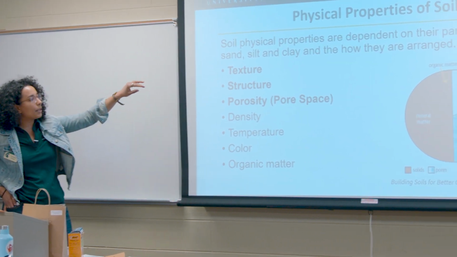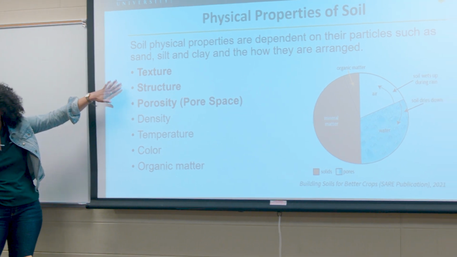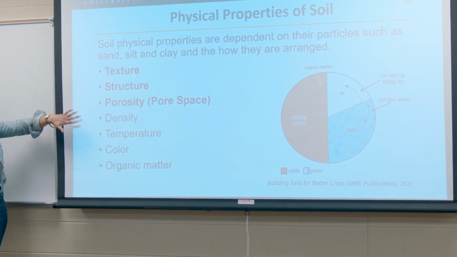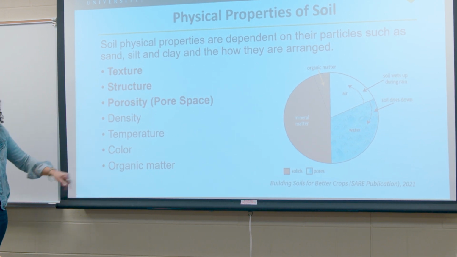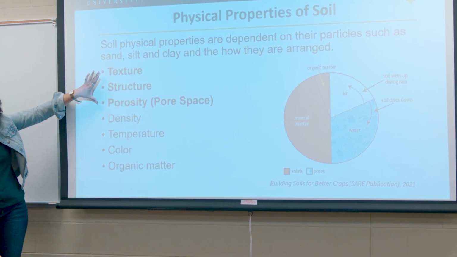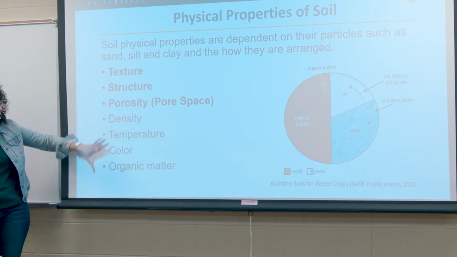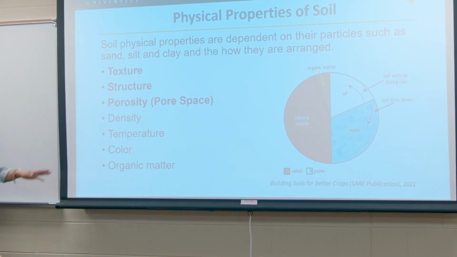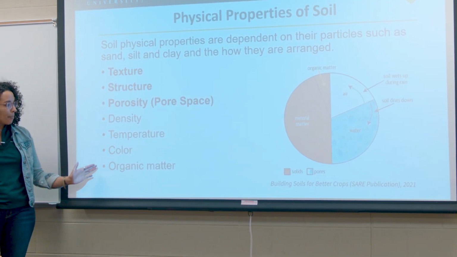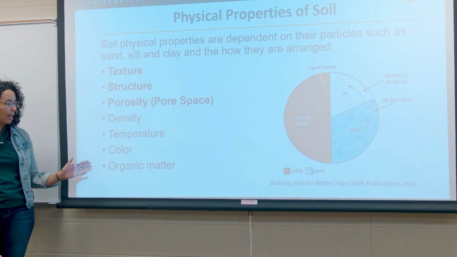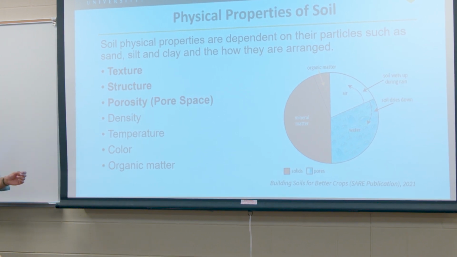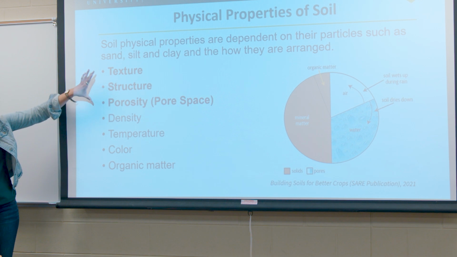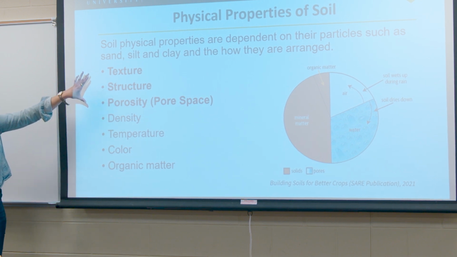Soils can be evaluated in terms of their texture, the structure of the soil, the porosity, the pore space of a soil, the density, temperature, color, and organic matter. So we're mainly going to be talking about these three points. These other points are very important, but oftentimes are better evaluated in a lab or can inform other things, right? But this is where we have the most influence when it comes to our management.